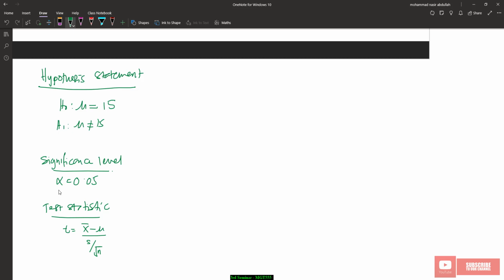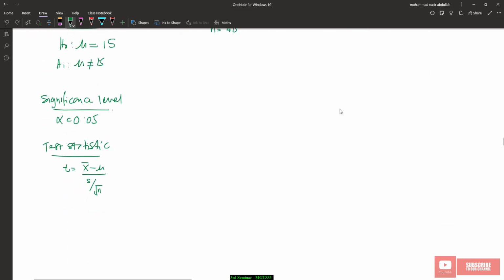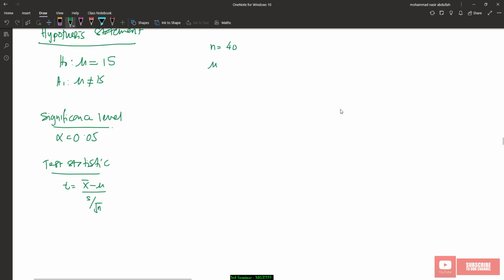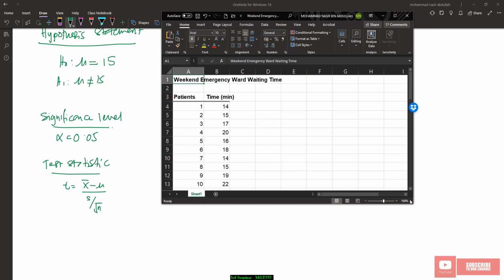Okay? For this question, we know that N equals how much? 40, right? It says here, N equals 40. And our mu equals 15 minutes. And our X bar, we don't know. Our alpha is equal to 0.05. Right? So now what we need to do is go to our Excel file.